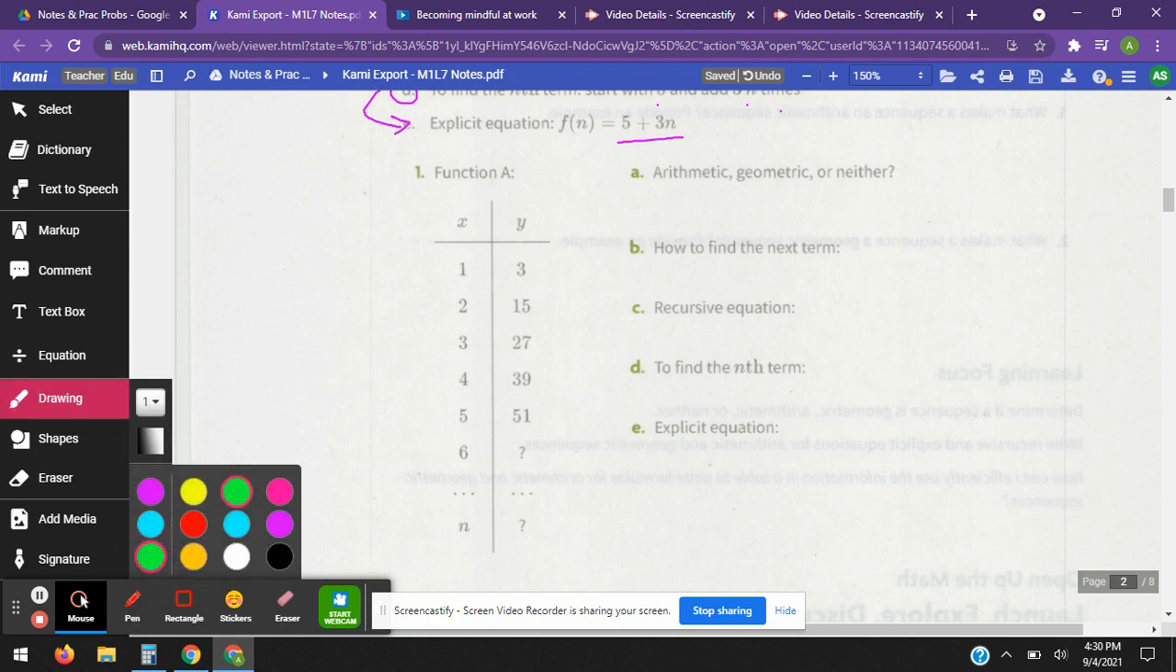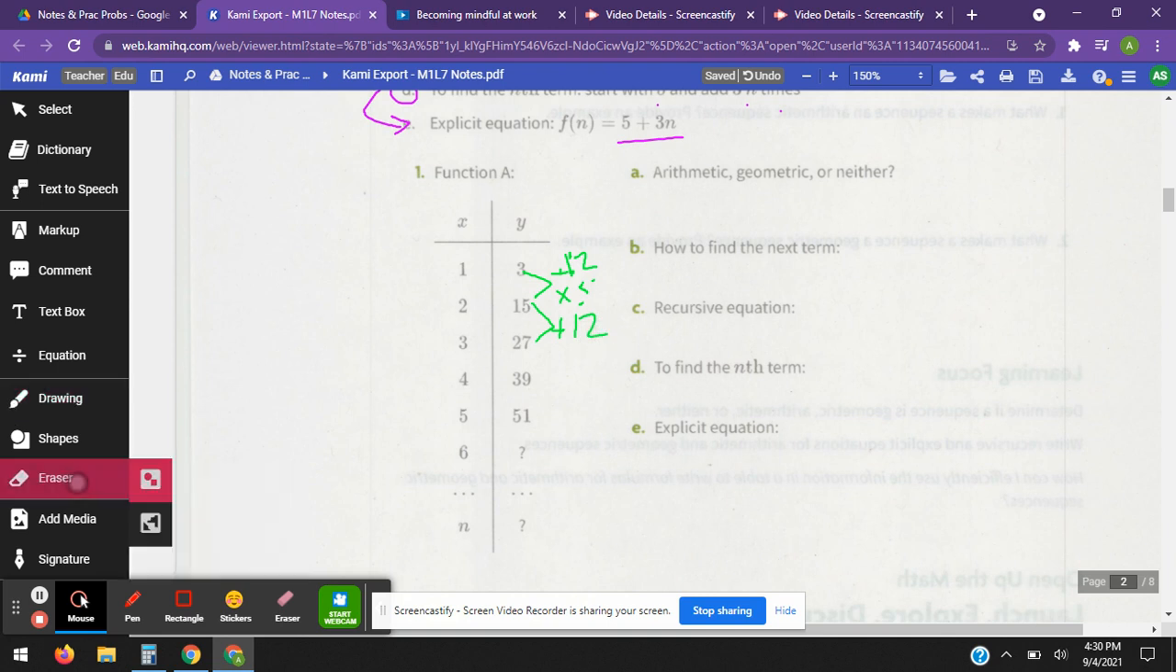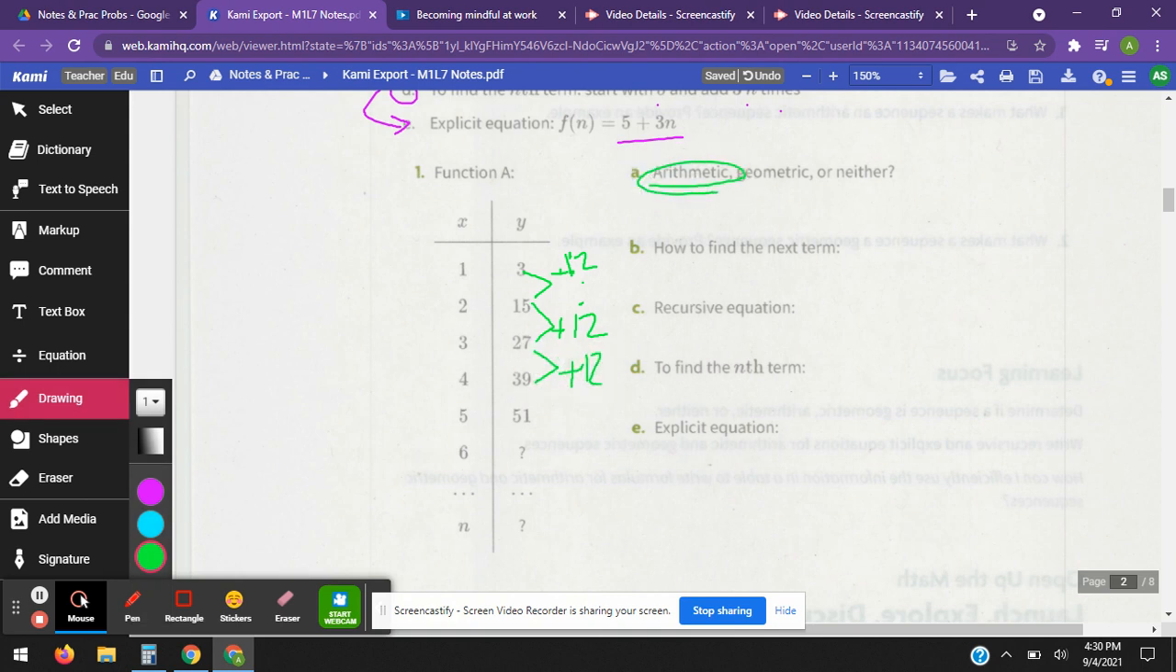Here we have 3 to 15 to 27 to 39. Well, it's either a plus 12 or 3 times 5 equals 15. So which one works here? Well, 15 times 5 is not 27, but 15 plus 12 is. So I'm going to go ahead and erase the times 5. That one is not going to work. So it's a plus 12. So we've got an arithmetic. How do we find the next term?